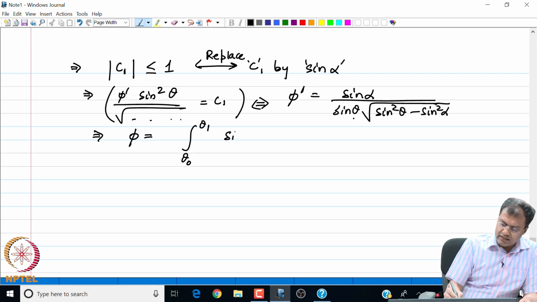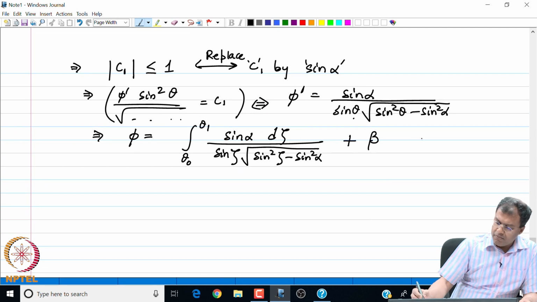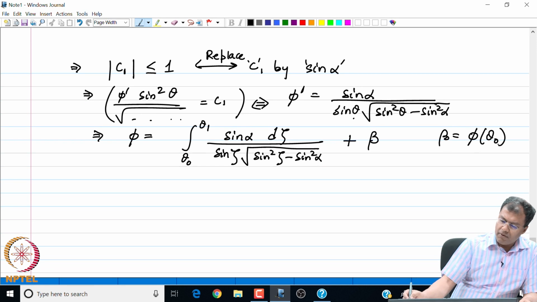So, my integration will involve integrating this particular quantity, sin alpha d zeta divided by sin zeta times the square root of sin square zeta minus sin square alpha, plus a constant of integration, let me call this beta, where beta is nothing but phi at the original point, the starting point theta 0. So, that is my constant.